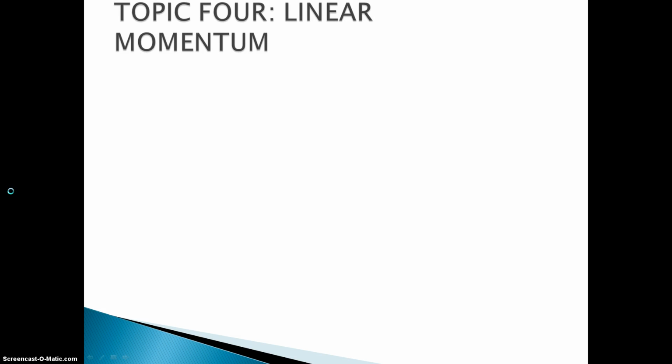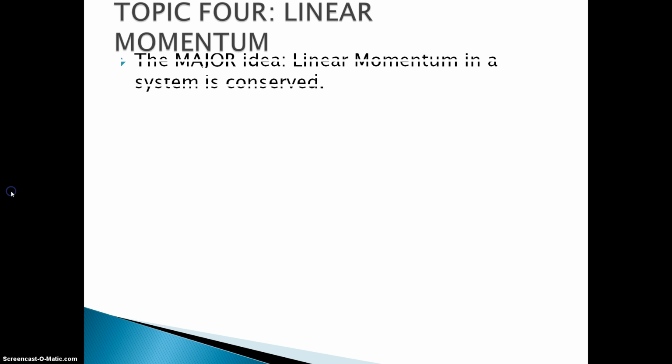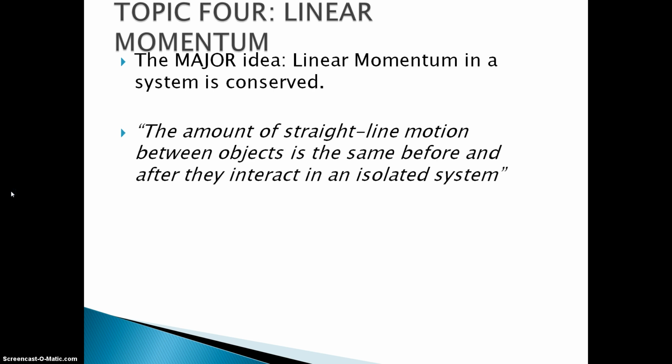So topic 4 is linear momentum, and it's got a couple parts. The major idea I'm going to get to you in this topic is that linear momentum in a system is conserved. Okay, so what does that mean? Here's my official kind of definition. The amount of straight line motion between objects is the same before and after they interact in an isolated system. Whew, that's a mouthful. So it doesn't really make much sense.